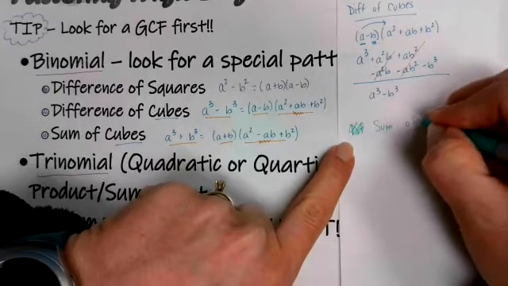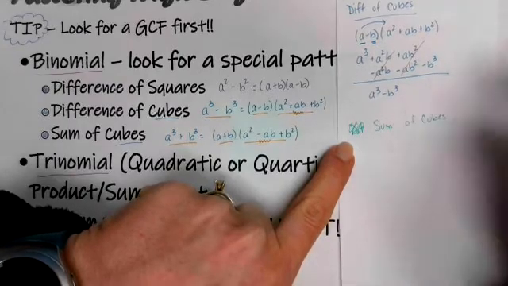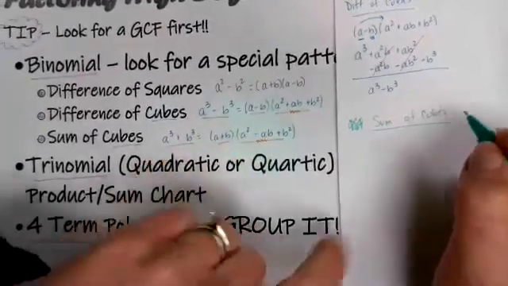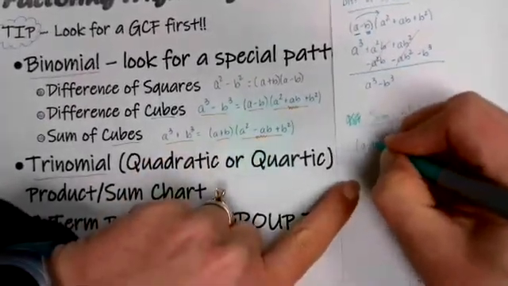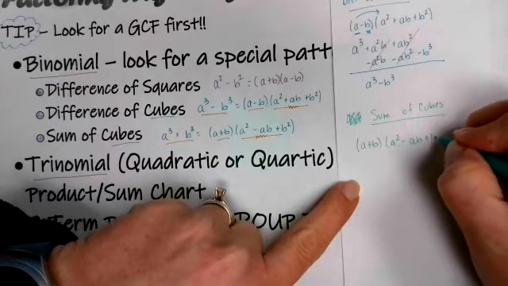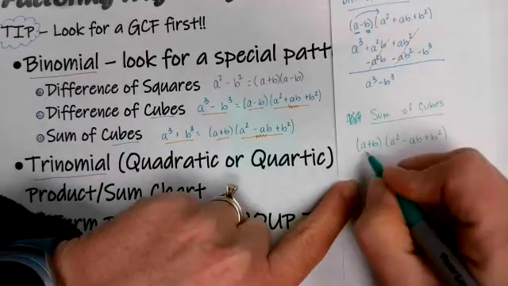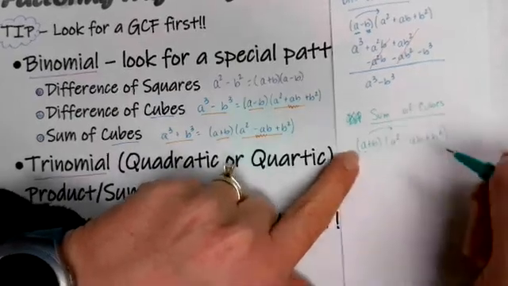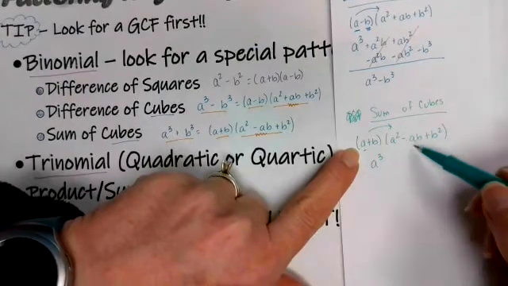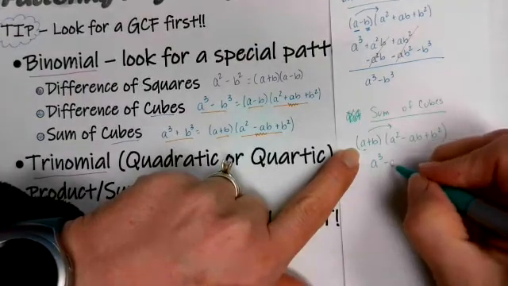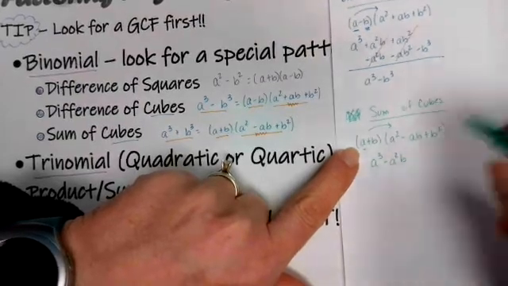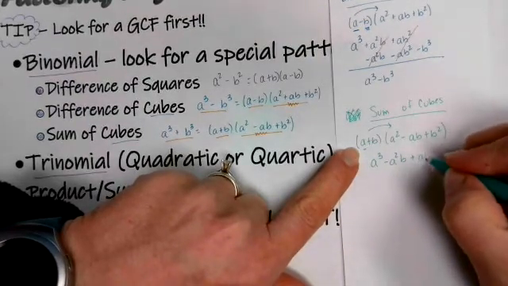All right, so sum of cubes. I'm going to multiply these two factored together to get the original. So a plus b times a squared minus ab plus b squared. I'm going to start with my a and distribute here. So a times a squared is a cubed. A times negative ab is a negative a squared b. A times b squared is a positive ab squared.